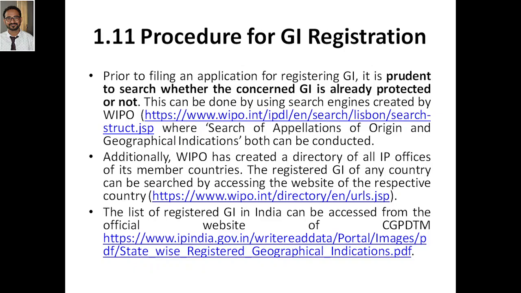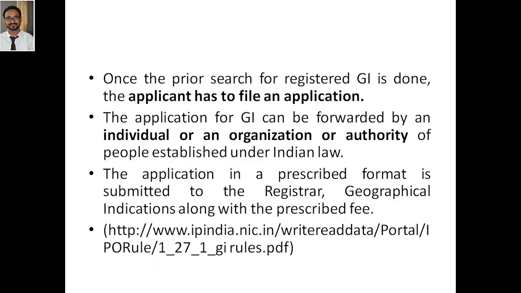Additionally, WIPO has created a directory for the IP offices of its member countries. For example, the registered GIs of any country can be searched by accessing this website, the link I have given, which is a directory. You can go there, add your country, and then search. The list of registered GIs in India can be accessed on the official website of CGPDTM. Like for trademarks, whatever we discussed, it is the same link there. You can search, and that searching is very important.